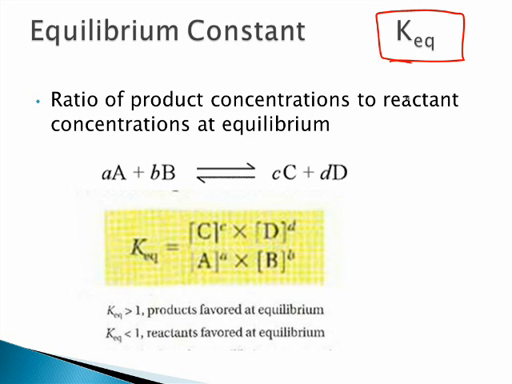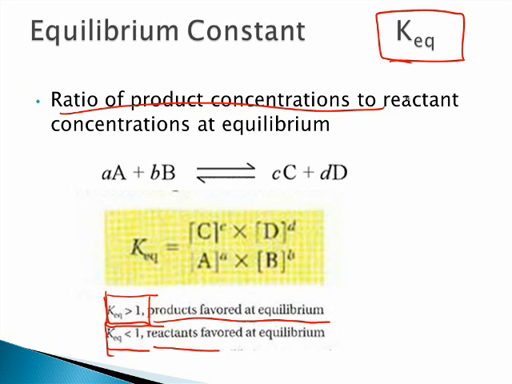K equilibrium. This is the ratio of product concentrations to reactant concentrations that are at equilibrium. Now what does this tell us? What this tells us is if K equilibrium, the equilibrium constant, is greater than 1, the products are favored at equilibrium. So there'll be more products at equilibrium. If it's less than 1, then the reactants will be favored. So there'll be more reactants.